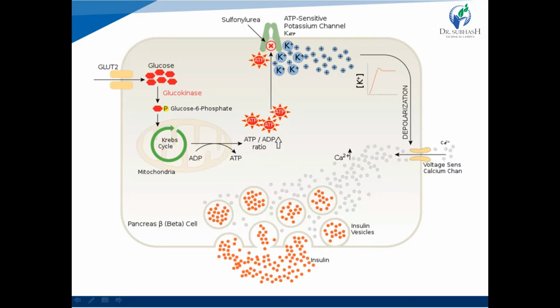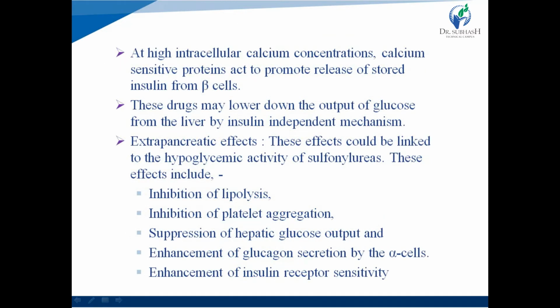Due to this blockage, depolarization of the beta cell results. This depolarization activates the voltage sensitive calcium channel, and through this channel calcium enters the cell, and this enhanced intracellular calcium concentration activates the protein, and this protein causes the release of insulin from the stored vesicles. Insulin is released, and thus sulfonylurea enhances the secretion of insulin. This is the effect of sulfonylurea in the pancreatic beta cell.